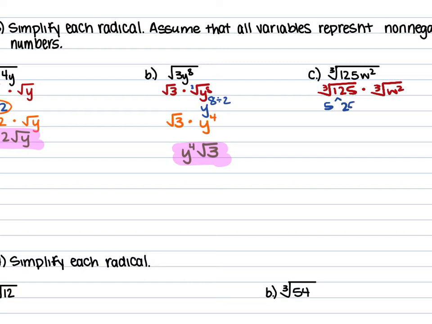5 goes into 25 5 times. The 25 is also 5 times 5. So we're looking for a group of 3 of the same number to pull 1 out. We have 3 5s, so that's just 5. The cube root of w squared you cannot do. That w squared is just w times w. You do not have 3 of the same term to pull 1 out, so it's going to stay the cube root of w squared. We multiply these two together, and we just have 5 cube root w squared.